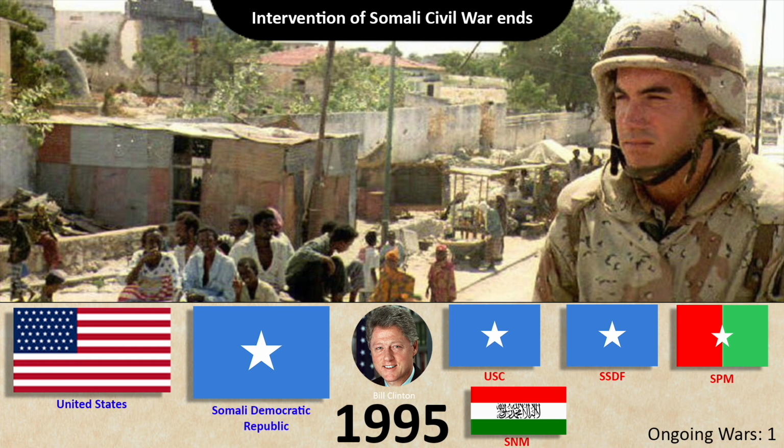Now, in 1995, the U.S. intervention in the Somali Civil War would end. At this point, Somali principals had some success in reconciliation and establishment of public authorities, and there was even a peace agreement between Adid's forces and the SSDF, and U.S. involvement would be pretty much over by this point, and UN soldiers would eventually withdraw from the country in 1995.